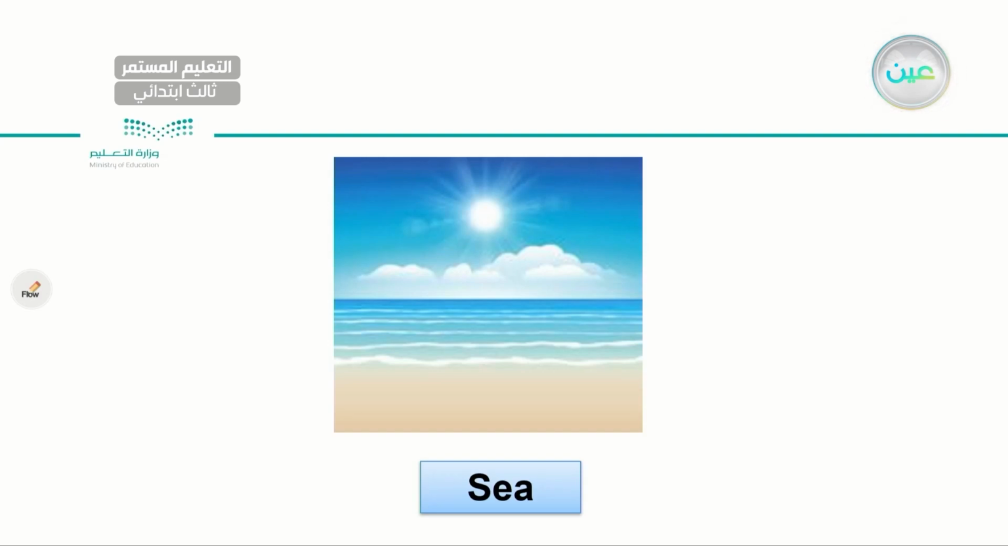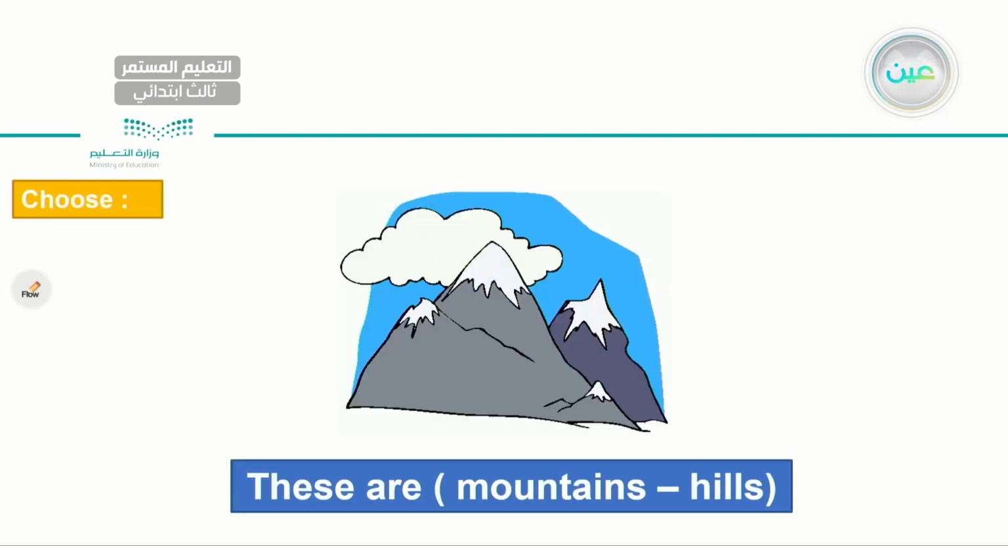And we have the Arabian Gulf. So we have sea here in Saudi Arabia. Now, I need to check your understanding. Now, try to name the landform here. So, these are what? Are they mountains or are they hills? What do you think, my dear student? Let me give you 5 seconds to think about this. Here I have mountains. Very good. Excellent.